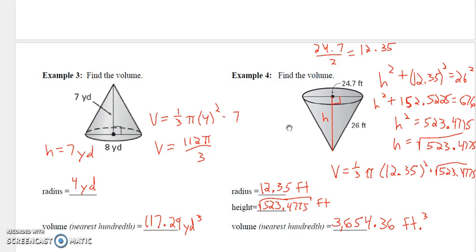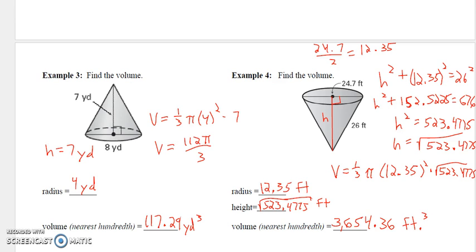So I did h squared plus 12.35 squared equals 26 squared, leg squared plus leg squared equals hypotenuse squared. Notice that I did not use 24.7, because that's the entire length of the diameter. I needed half of that, which is the radius. So I squared, squared, and subtracted this long decimal here. So h squared equals this decimal. And then how do I go from h squared to h? Again, we're only keeping the positive answer because you can't have a negative length. So the height is the square root of that big number.